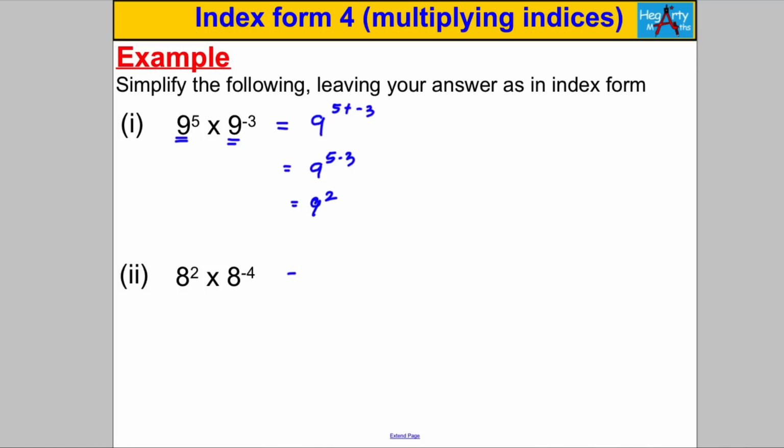Done. This one here, the base numbers are the same, so you can add the exponents. So this is going to be 8 to the power of 2 add negative 4. Okay, now remember, adding a negative is just like subtracting, so this is 8 to the power of 2 take away 4, and 2 take away 4 is negative 2, so the answer is 8 to the negative 2.